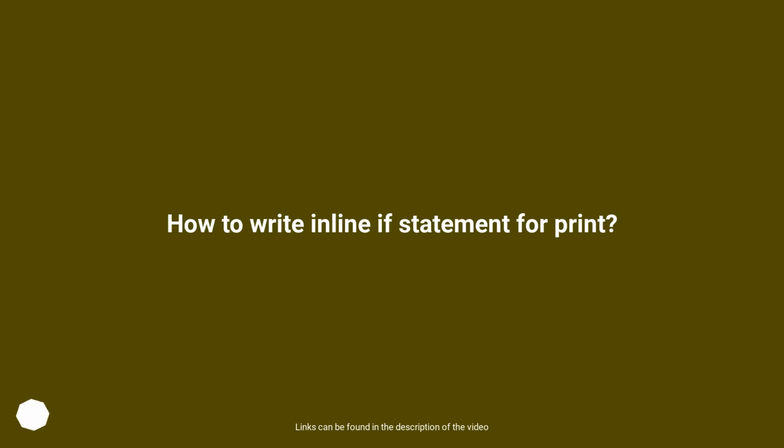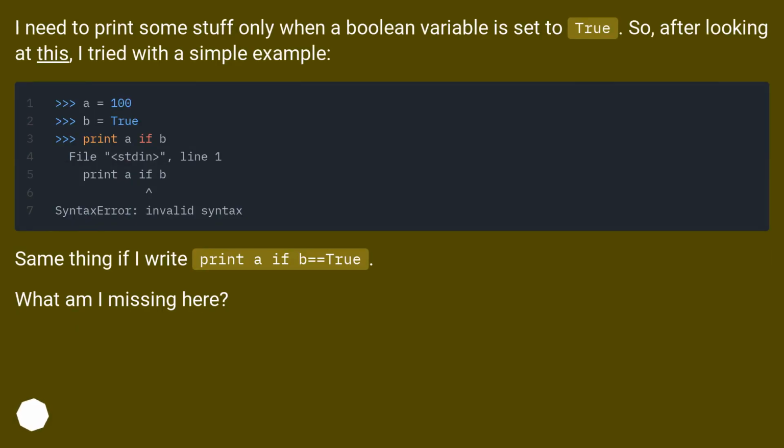How to write an inline statement for print? I need to print some stuff only when a Boolean variable is set to true. So, after looking at this, I tried with a simple example. Same thing if I write print a if b equals true. What am I missing here?